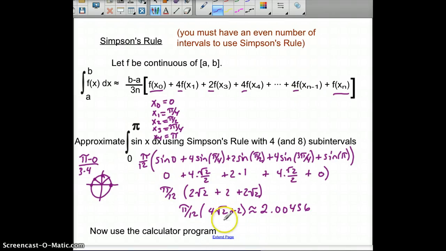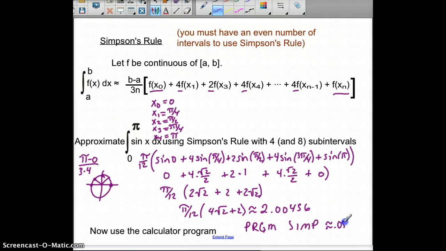So again, you should still have y equals sine x in your y equals. Go to Program, go down to Simp. That's Simpson's rule. And it asks for the number of subintervals. We did 4. 0 for A, pi for B. Oh, it gave me 0.086, which it shouldn't.